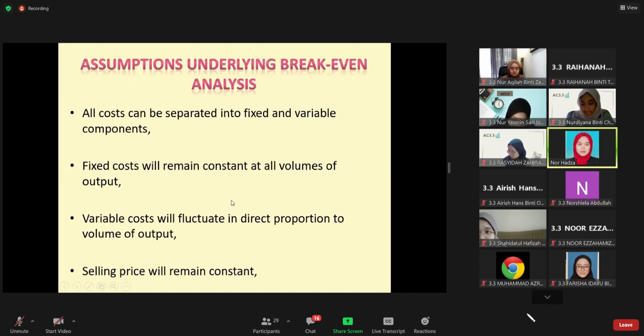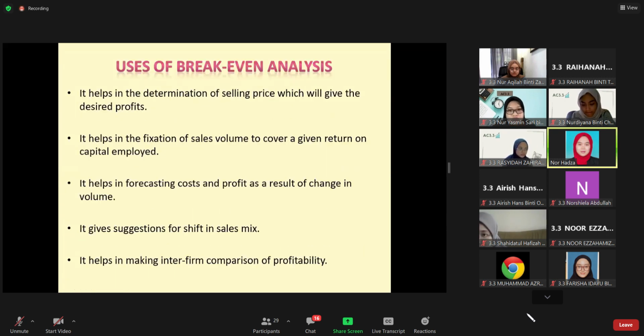The rest is the same as before. Okay. Next one. Uses of this analysis. Why do you use this break-even analysis? Number one, it helps in the determination of sales price, which will give the desired profit. So I have already covered that.